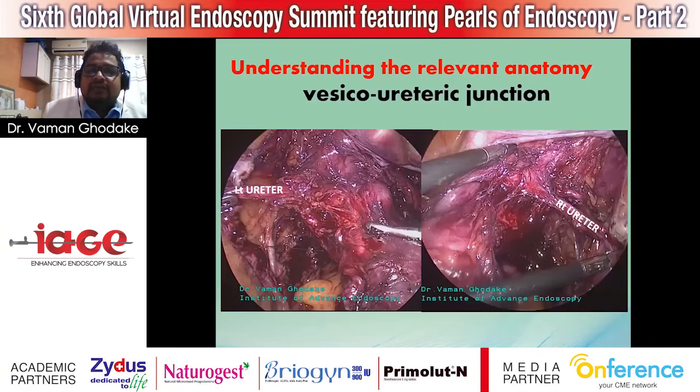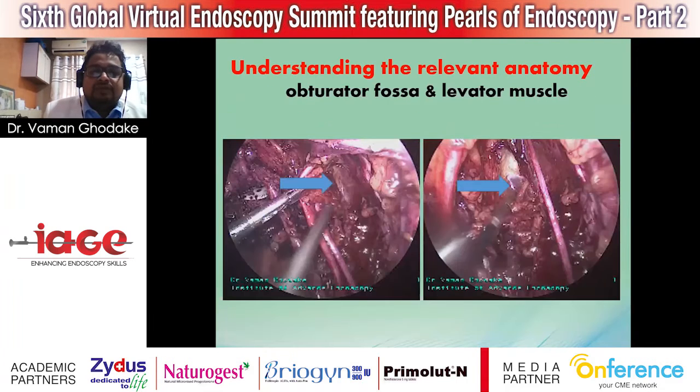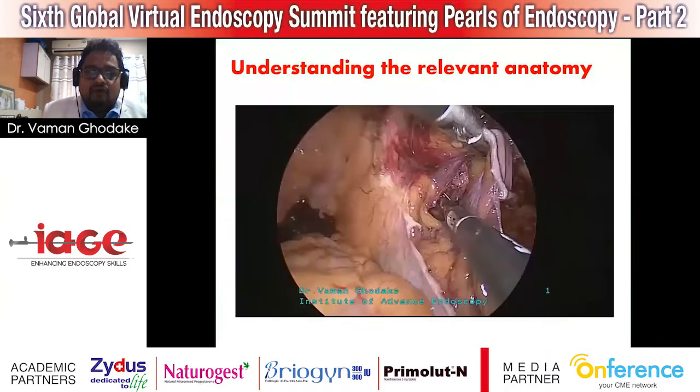So this is the vesico-ureteric junction when you dissect the ureter further on either side. Then the external iliac artery, the genitofemoral nerve and obturator nerves, and these are the obturator fossa and the pelvic floor.